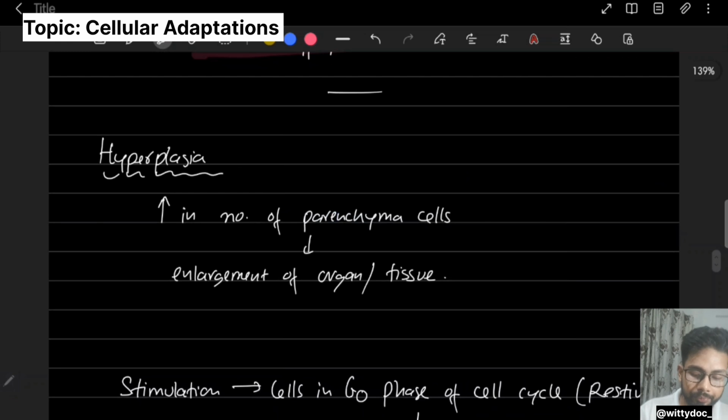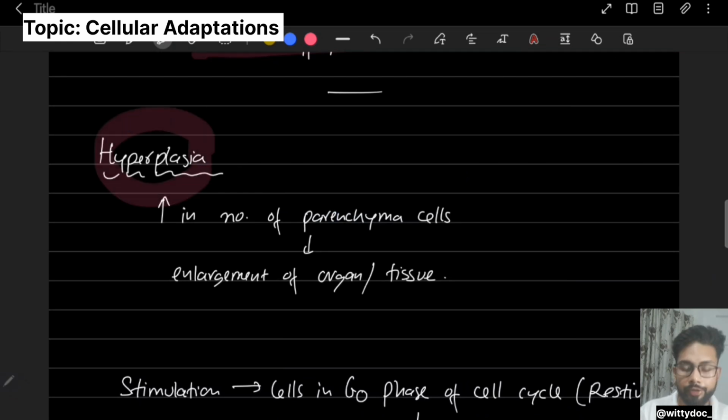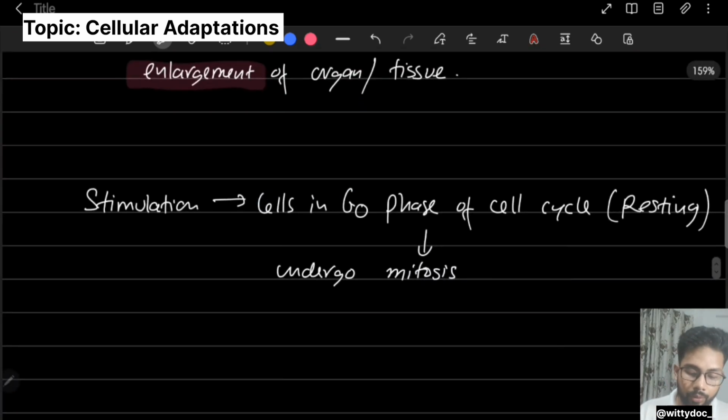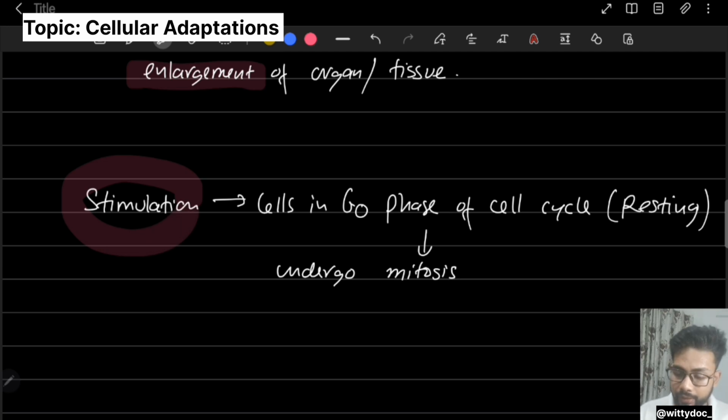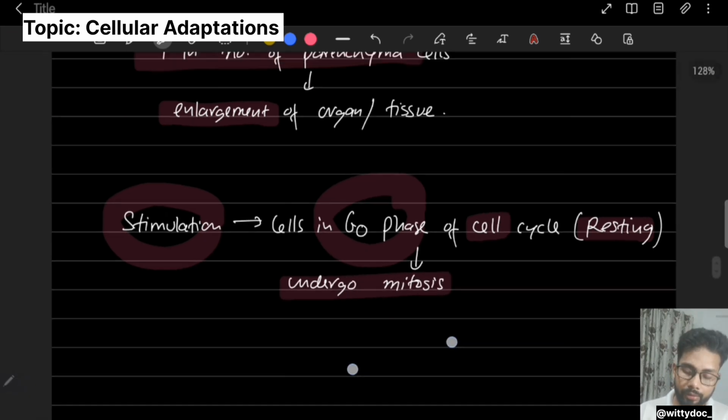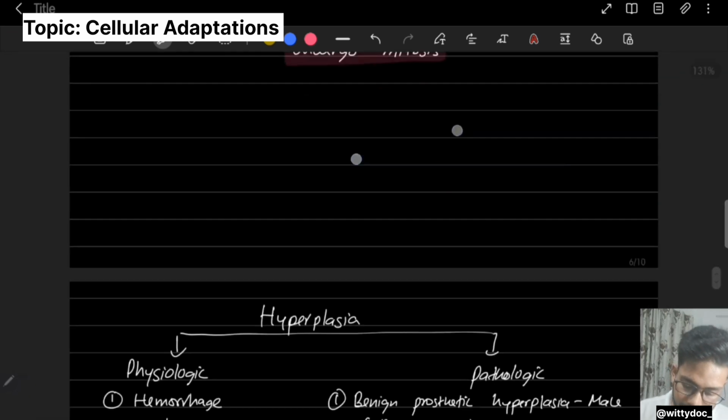Then the third cellular adaptation is hyperplasia. I have already told you, it is an increase in the number of parenchymal cells. Hypertrophy was increase in size, and hyperplasia is increase in number of cells, which will lead to enlargement of the structure. The main cause is the stimulation of the cells which are at the resting stage, that means the G0 phase of the cell cycle. They will go into mitosis. So this way there is an increase in the number of cells.